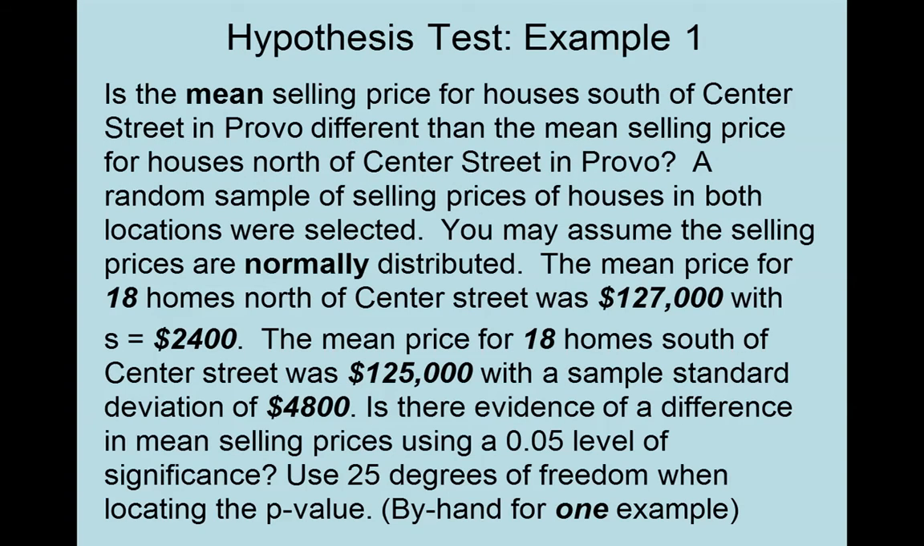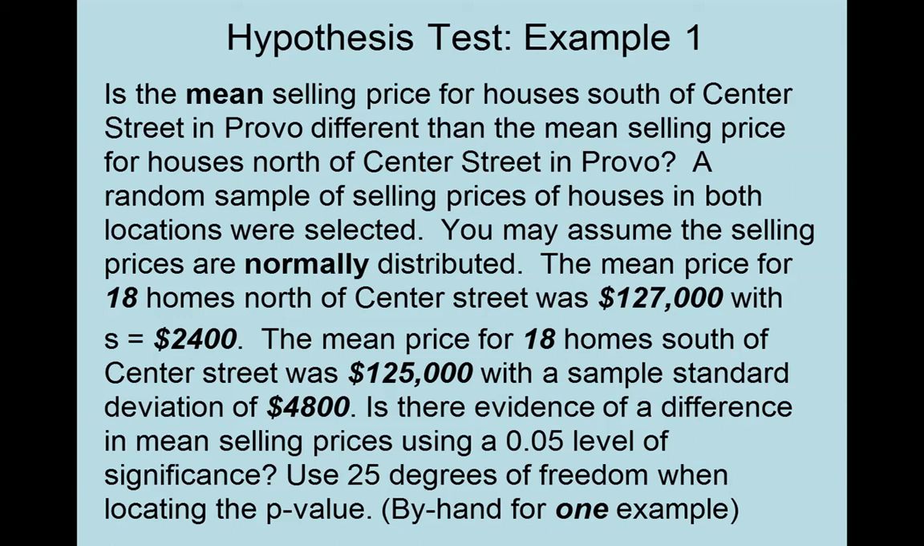Let's look at an example. Is the mean selling price for houses south of Center Street in Provo different than the mean selling price for houses north of Center Street in Provo? So imagine the city of Provo, and you have a street in the middle that runs east-west, and you have houses north of it and houses south of it. And we want to know, in terms of the mean, is there a difference in selling prices of houses based on location?